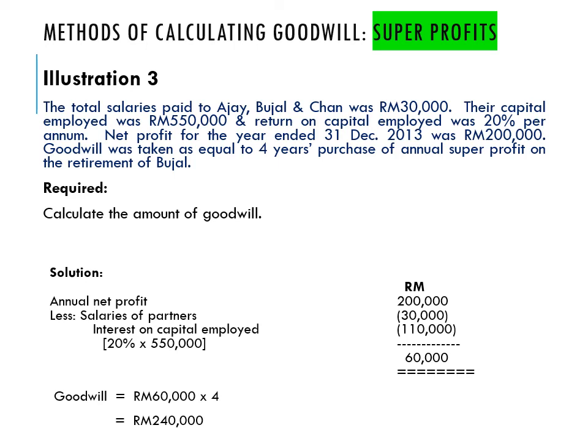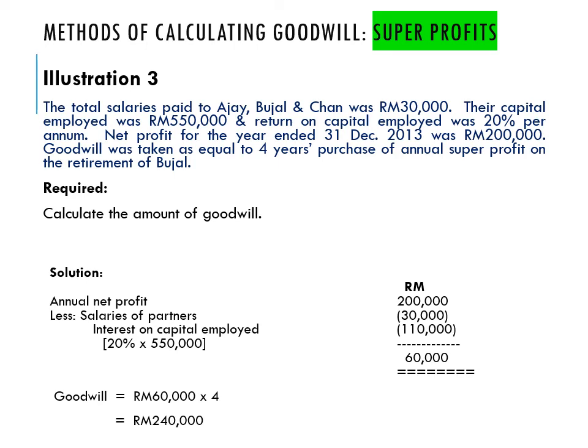So we have discussed that if you use the super profits method, the super profits are the value of net profits after allowances have been made for salaries to the partners and interest that would have been earned if their capital had been invested elsewhere.